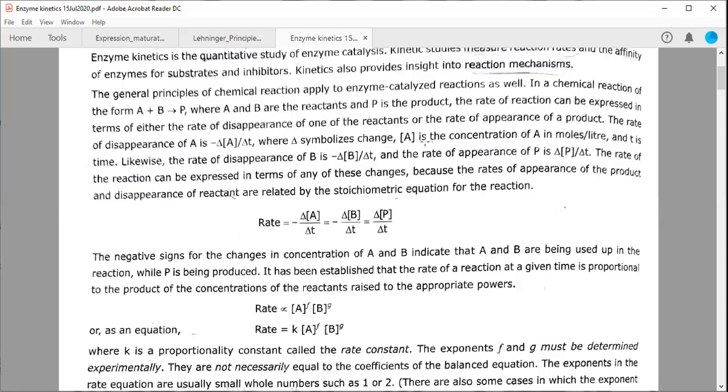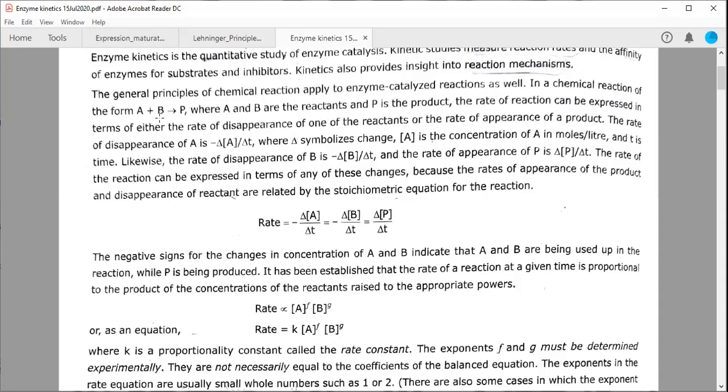Now this concentration of A is actually given in moles per liter, or simply the molar concentration, capital M. And T is the time, generally taken in seconds. Okay, so likewise, the rate of disappearance of B. Similarly, as we have calculated for A, we can also calculate for B.